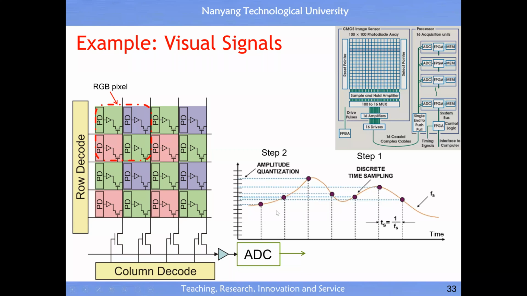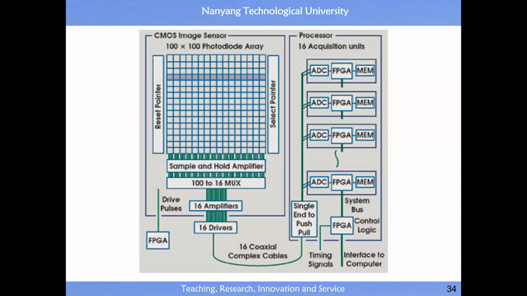Jumping to create, make a time to become discrete. Then at each discrete time, convert the analog value into a digital number, quantization, done already, all right? So then this is a high resolution camera, 100 by 100. Then instead of one ADC, you see, we must use multiple ADC.